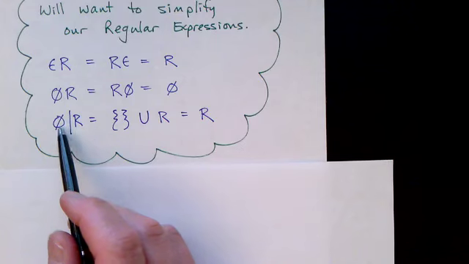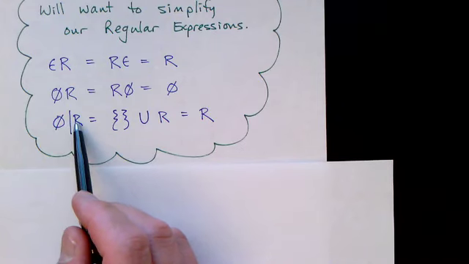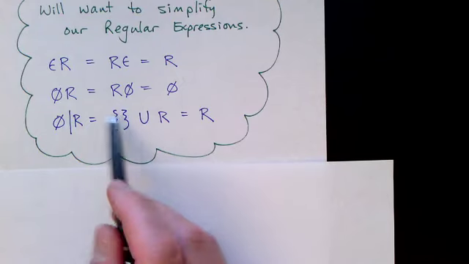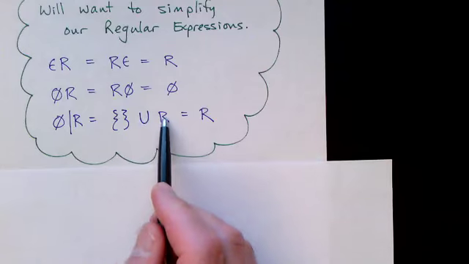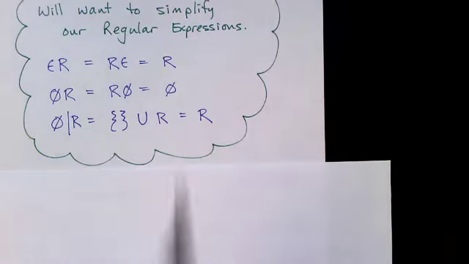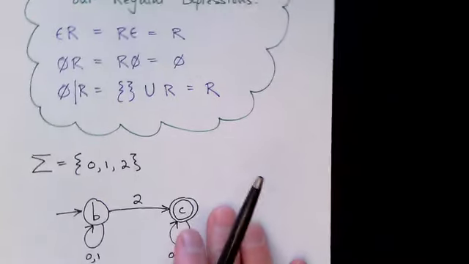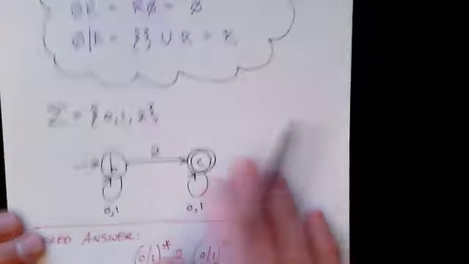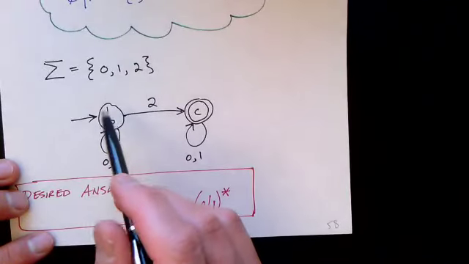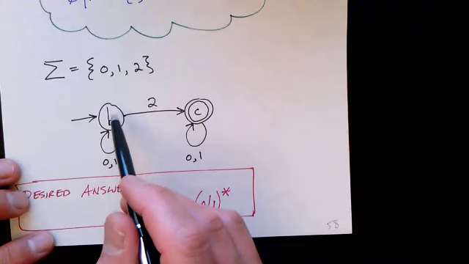Also, let's look at empty or regular. Well, that's just the empty language, which is the empty set, union some other stuff. Well, that's just the stuff itself. So we can also eliminate this. So this will allow us to simplify our regular expressions, and so they don't get too long. So here is a regular language described by this machine.